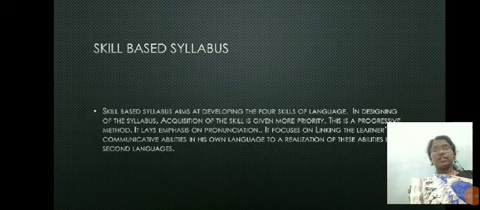Next, skill-based syllabus. It aims at developing the 4 skills of language. The syllabus is designed in a way giving more importance to the skills. It gives more importance to pronunciation.